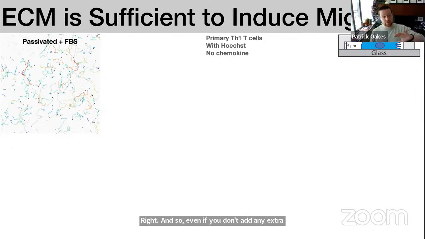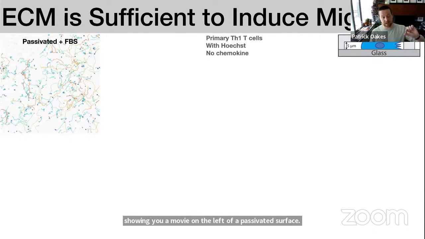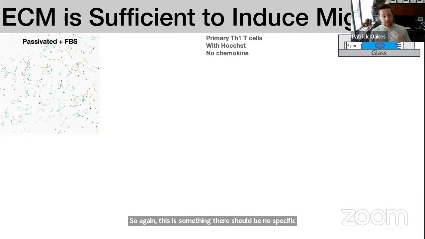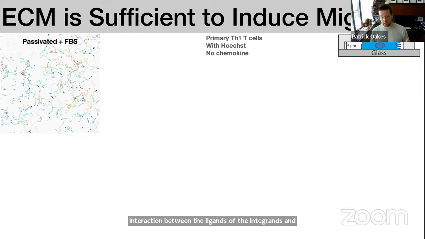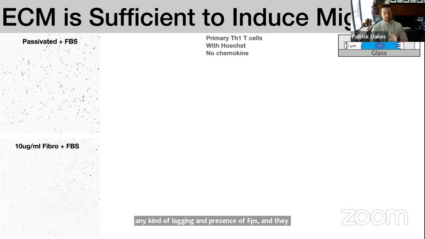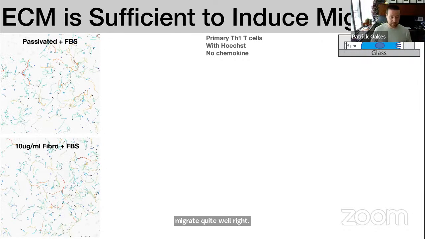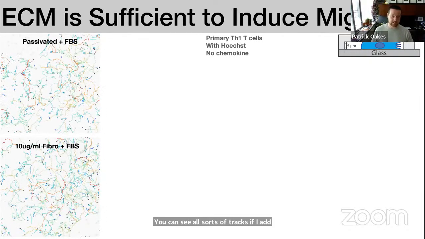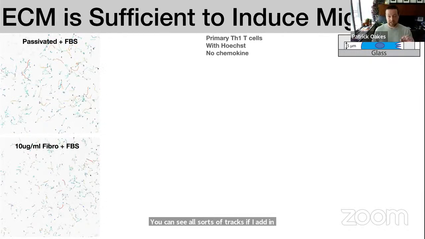So again, this is something where there should be no specific interaction between the ligand, the integrins and any kind of ligand, and presence of FBS, and they migrate quite well. You can see all sorts of tracks and they're moving around. If I add in fibronectin now to my surface instead of passivating it, you again see that they migrate incredibly well. But then here's the fun one.